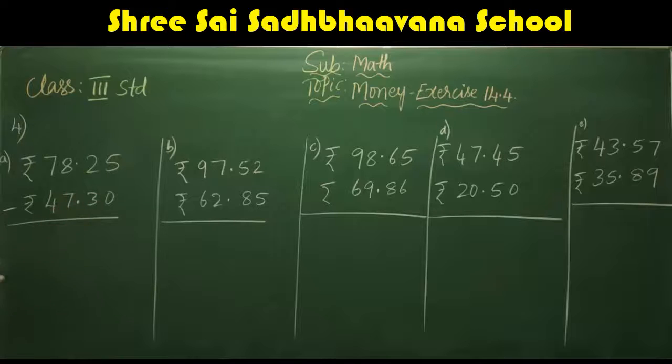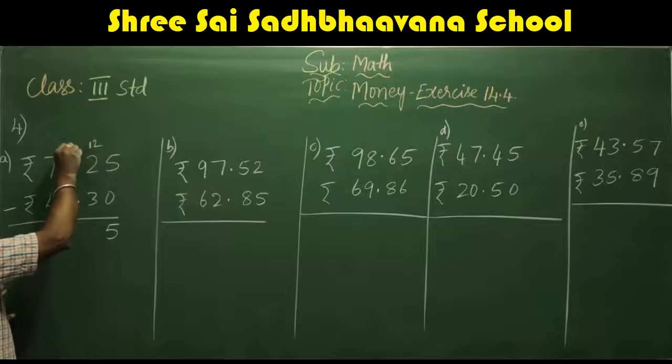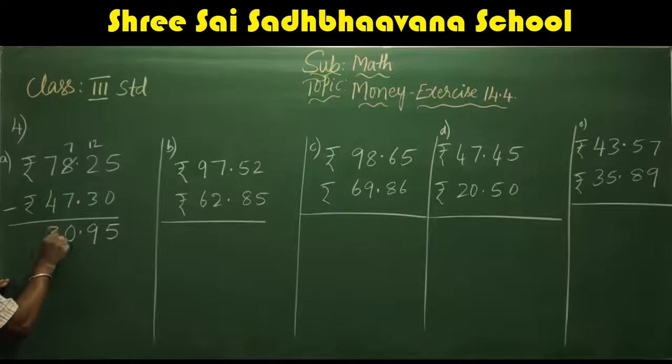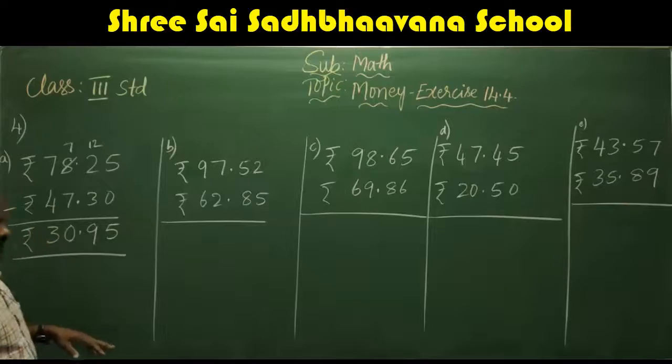So we'll subtract 5 minus 0, 5. Here 2 minus 3, it is not possible. So what I have to do? Take carry, this becomes 12 and this becomes 7. 12 minus 3, 9. Decimal point as it is. 7 minus 7, 0. 7 minus 4, 3. That is rupees 30.95. Once again I will subtract. 5 minus 0, 5. 12 minus 3, 9. 7 minus 7, 0. 7 minus 4, 3.